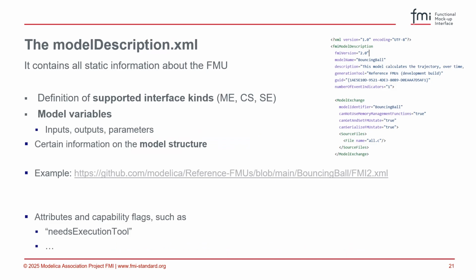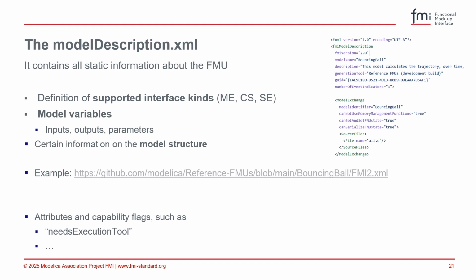The properties of a specific model are described in the model description XML file. It contains all static information about the FMU, so for example, which interface kinds, model exchange, co-simulation, scheduled execution, are supported by the FMU, the information on the model variables, so which inputs and outputs the FMU has, which parameters it has, and also some information on the model structure. And here on the right you can see the beginning of such an XML file, and also further examples are provided for the reference FMUs from the FMI project.